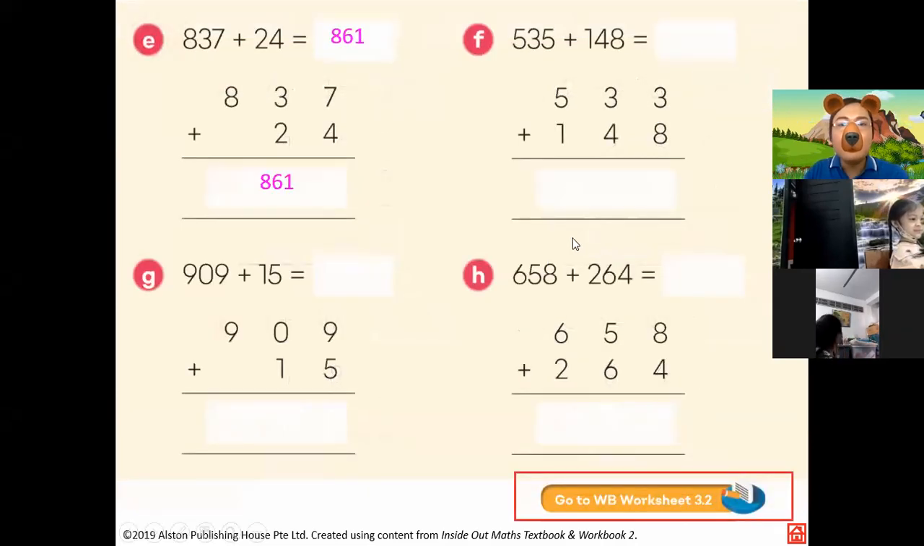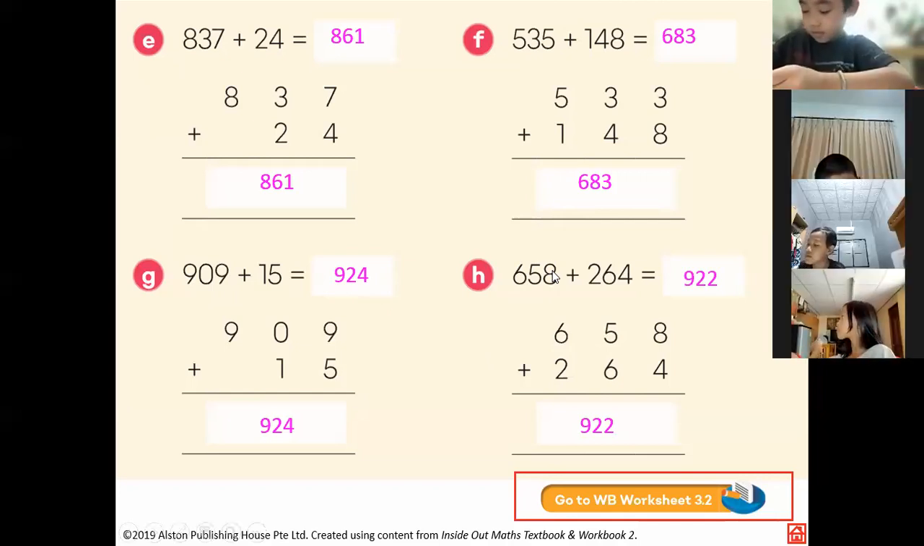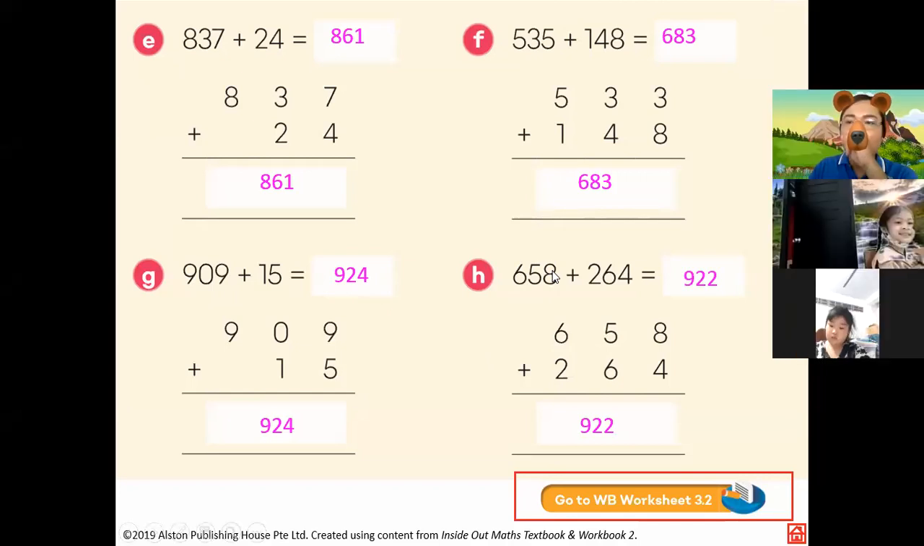Okay, let's continue class. For letter F, we have 683, right? And what about letter G? 909 plus 15. 924. Letter H. 922. Okay, very good. Are you done? Yes, I am done.